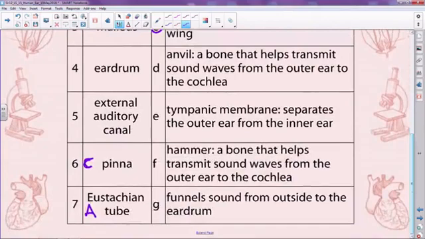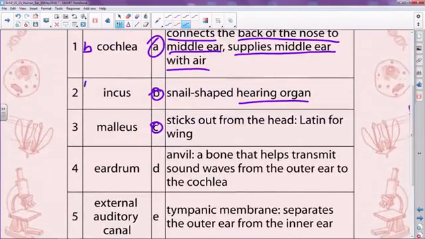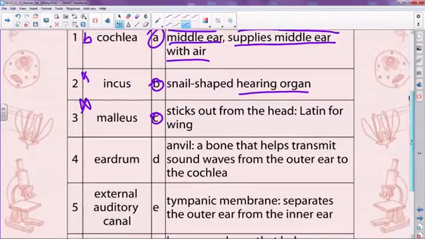So let's see. It's an anvil. Remember, it's big words. The anvil is a bone that helps transmit sound waves from the outer ear to the cochlea. So if I have a look at it, we have one of these two. We need to know which one's which. Let's skip it. Let's say we don't know. Let's have a look at what else we have.